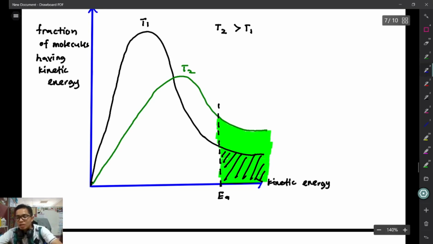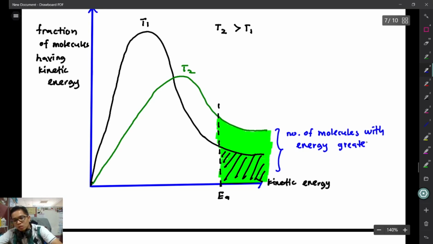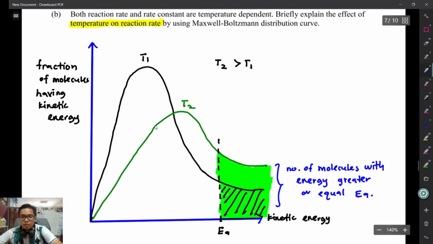So here we label: number of molecules with energy greater or equal EA. What is EA? Activation energy. Spell it out fully and correctly. Okay, settle there. It asks us to explain.